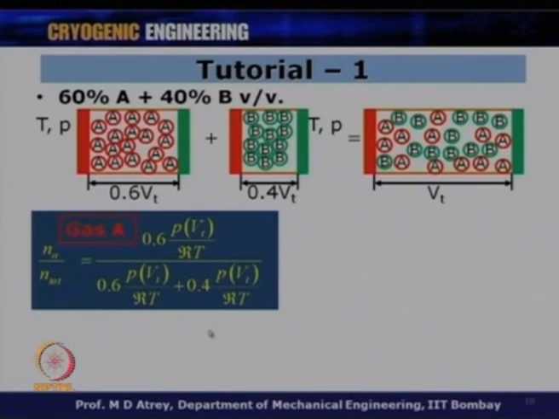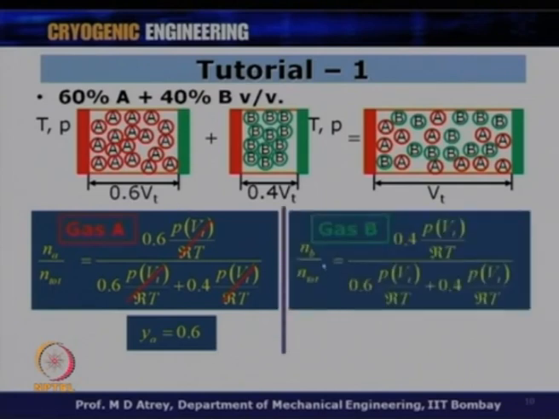So, Na upon N total is equal to whatever Na we have calculated just now divided by N total. If I go on, I can just cancel PVt upon RT from all these three entities, giving me Ya equal to 0.6. That means 0.6 was nothing but the volumetric composition of gas A, and the molar composition is also coming to be 0.6. Similarly, for gas B, I calculate the molar fraction, which is Nb upon N total. I put the respective values of Nb and N total, again cancel the common term, and I get Yb equal to 0.4.